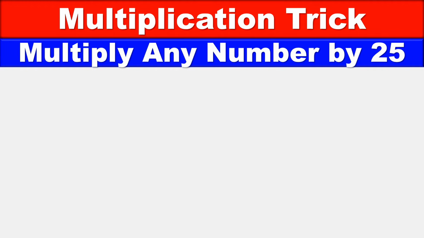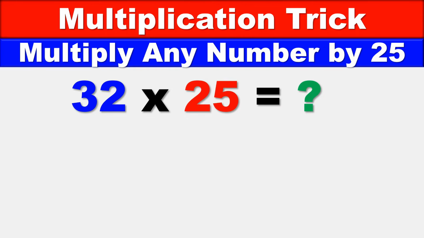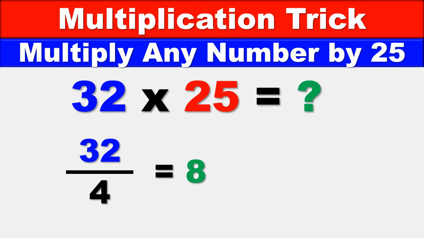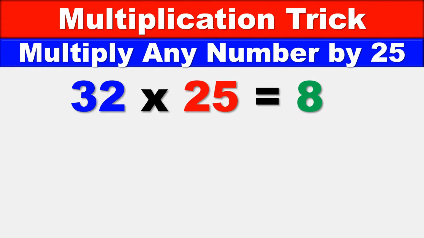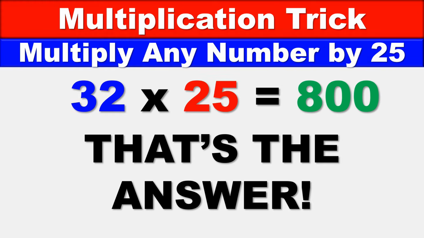Say 32 times 25. Now, in order to figure this out, we're first going to divide 32 by 4. And 32 divided by 4 is 8. And after that, all we have to do is just put 2 zeros at the end, and we get the answer. 32 times 25 is 800.